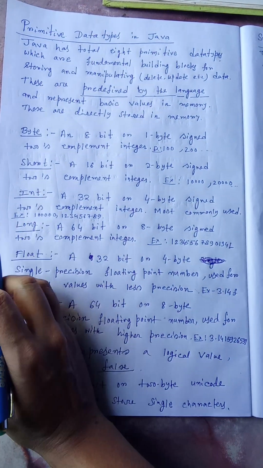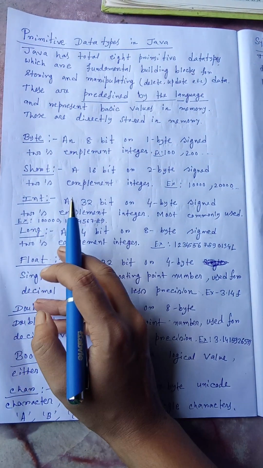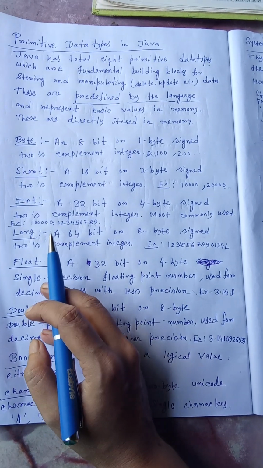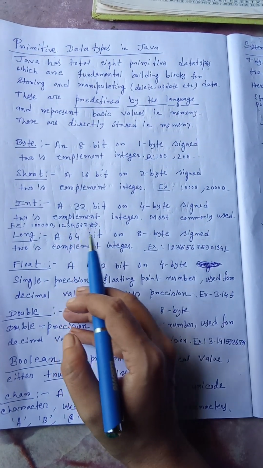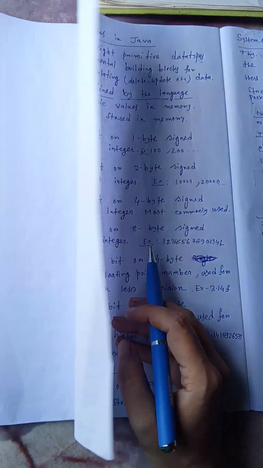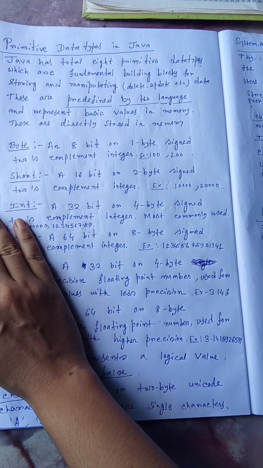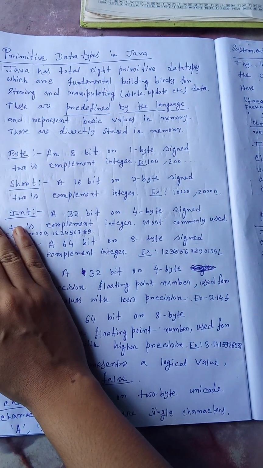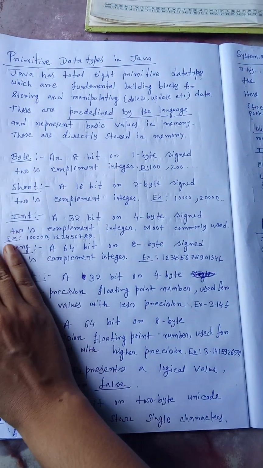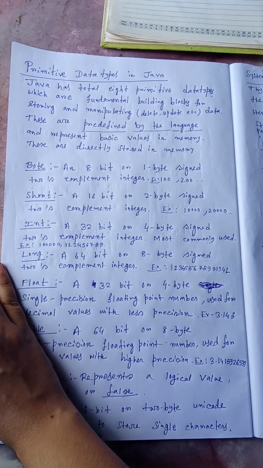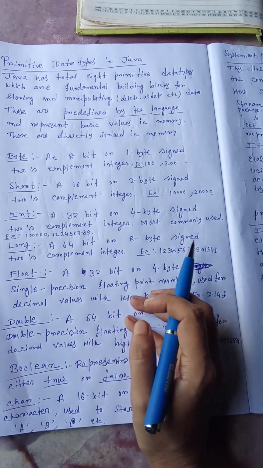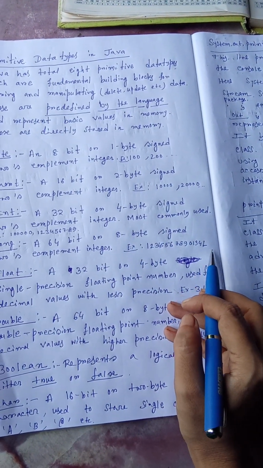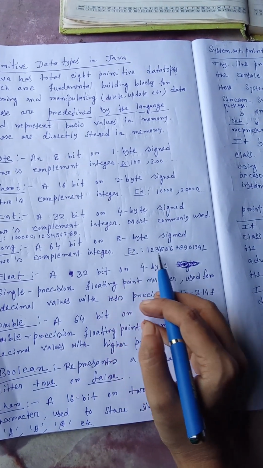Then comes long. It's bigger than int. It can store a 64-bit or 8 byte signed 2's complement integer. An example is a number like 1234567890134L. Always remember, for writing our long primitive data type in Java, we have to suffix the uppercase letter L with the number.